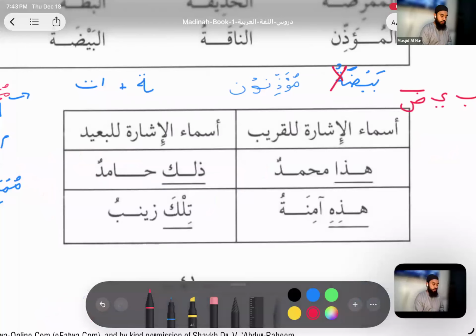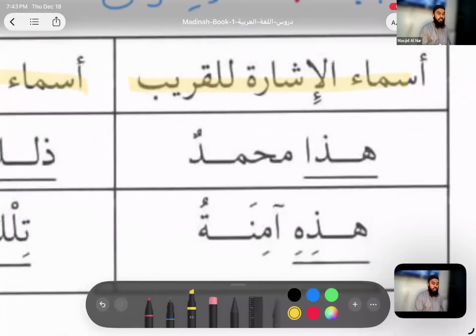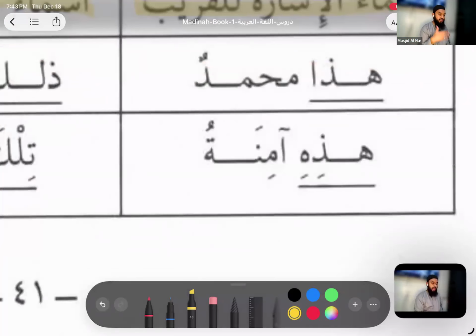What we're going to be doing right now, before we move to lesson number 8, is أسماء الإشارة للقريب وأسماء الإشارة للبعيد. The nouns for indication for things which are close, and the nouns for things which are at a distance. بعيد means far, قريب means close. So when someone is close, you say, هذا Muhammad, he's close, right? This is logical. This is Muhammad. We use this in English, right? هذه آمنة, female. This is Amina.